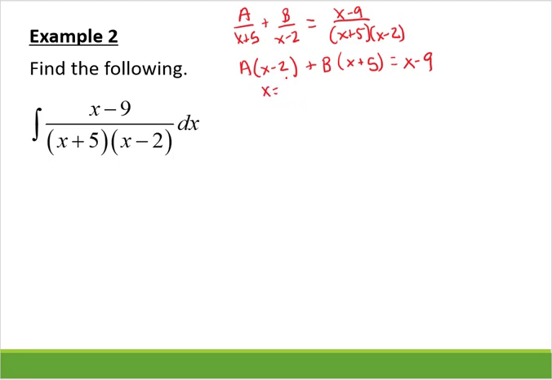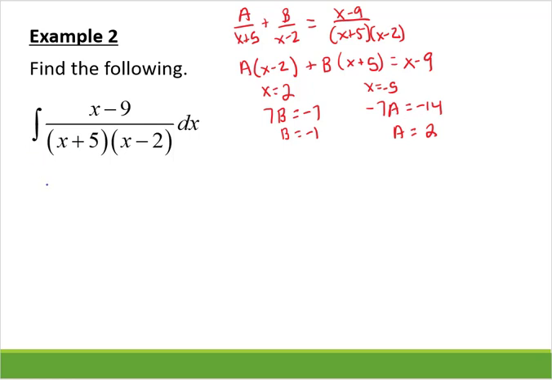so you pick an x so that this goes to 0. So I let x equal 2. That goes to 0. So I have 7b is equal to negative 7. B is equal to negative 1. Then I let x equal negative 5. That one goes to 0. I have a negative 7a is equal to a negative 14. So a is equal to 2.